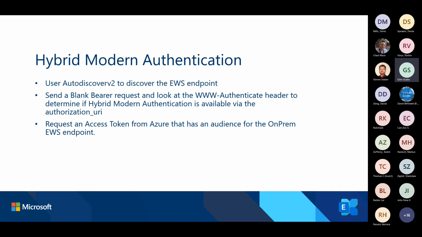When you make that v2 request, you send it to Office 365 first. If it's there, it will return the Office 365 endpoint. If it's not there, or it's on-prem, it will return a redirection to the local on-prem Exchange server. If you then use that endpoint, as part of the protocol, you check on-prem. If it's on-prem, it'll then return the correct endpoint. You can then use that endpoint to check whether hybrid modern authentication is enabled by sending what's called a blank bearer request. I have an example of that on my next screen.